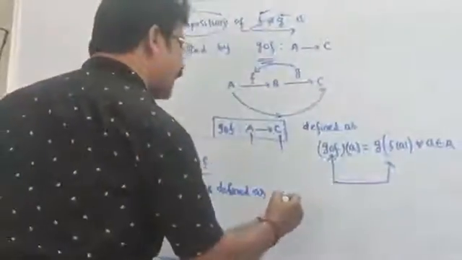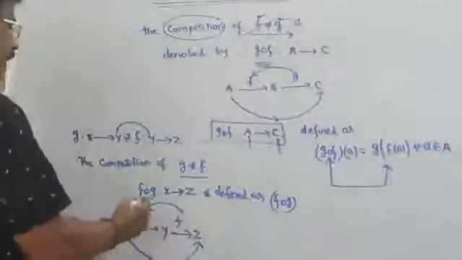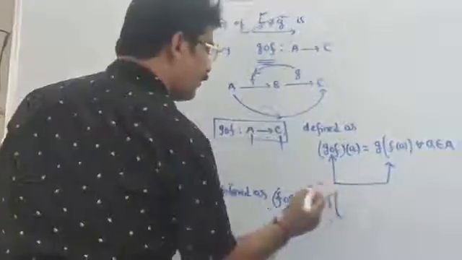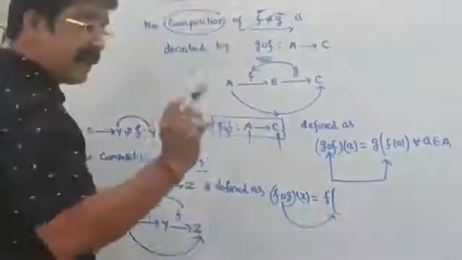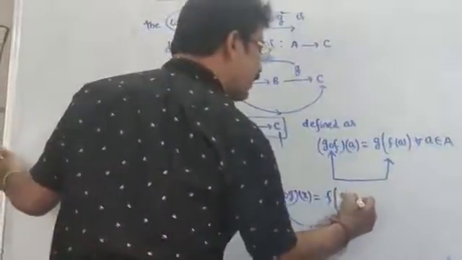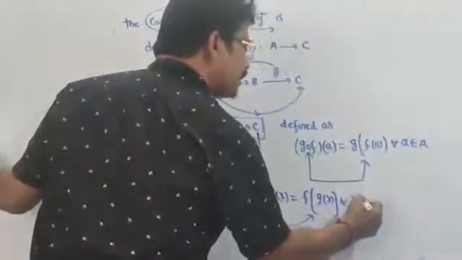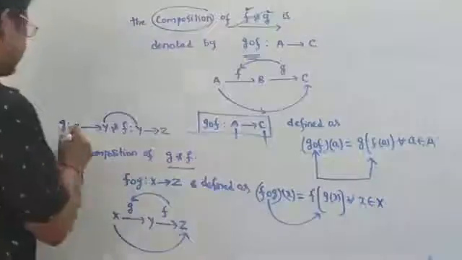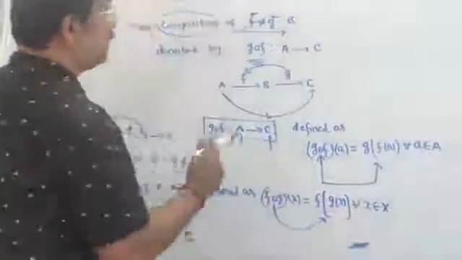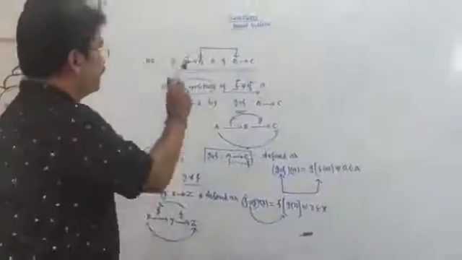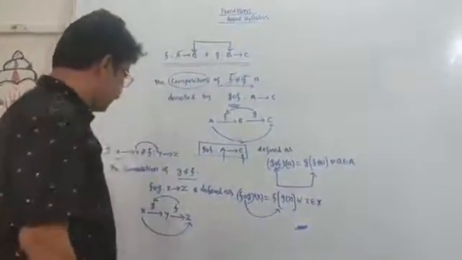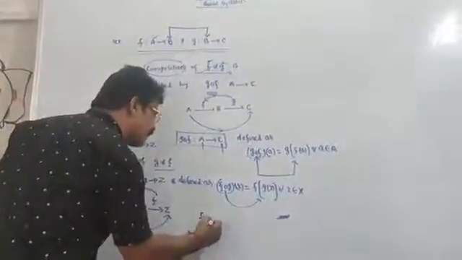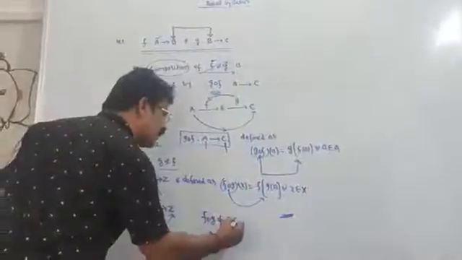as F circle G of x is equal to F of G of x, circle meaning a single bracket, for all x belongs to capital X, the domain of G. Okay, this is the simple definition of composition of F and G and composition of G and F. And always F circle G is not at all equal to G circle F.